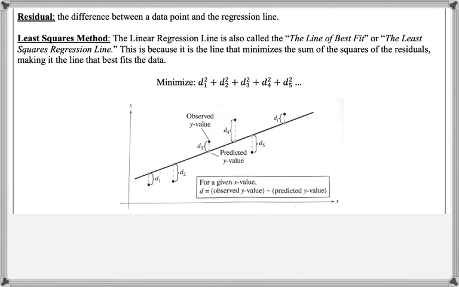A residual is the difference between a data point and the regression line. Now the least squares method is used to calculate the regression line. So the linear regression line is also called the line of best fit or the least squares regression line. And this is because it is the line that minimizes the sum of the squares of the residuals, making it the line that best fits the data. So we are trying to calculate the line that gets as close as possible to all of the data points.